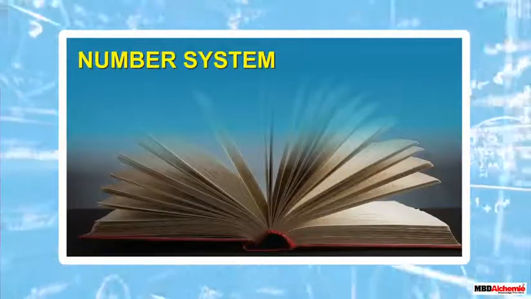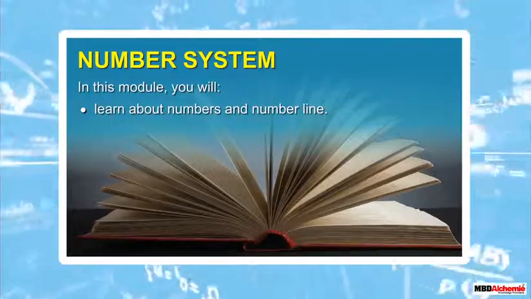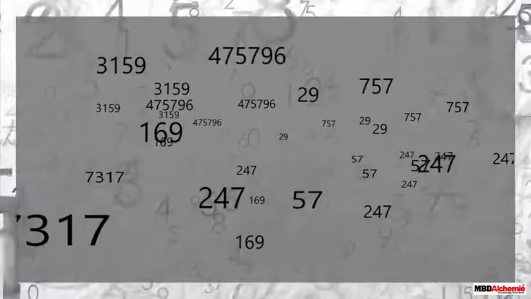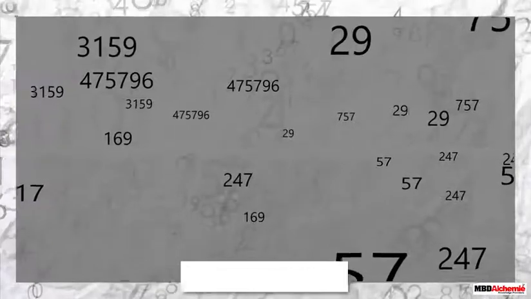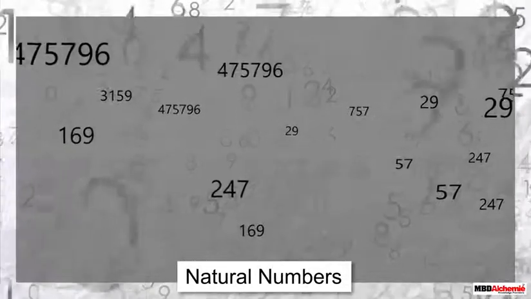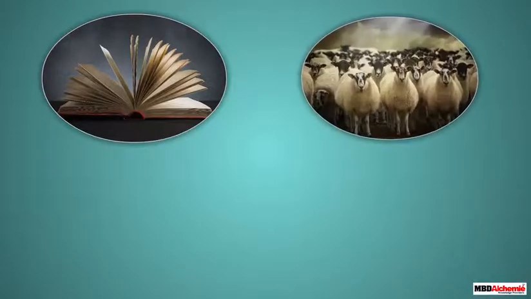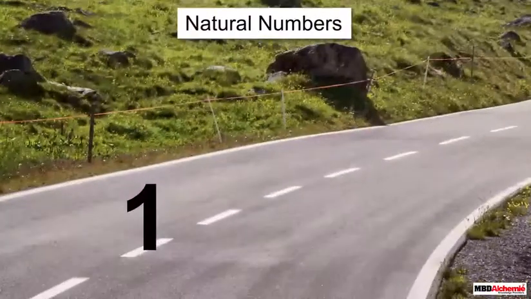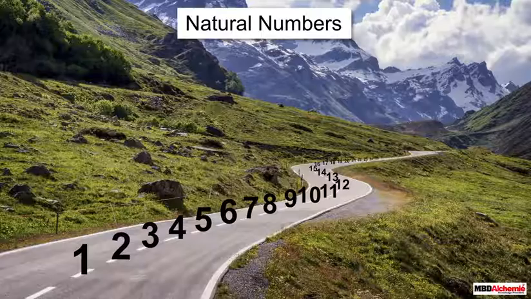Number system. In this module, you will learn about numbers and number line. We have been using numbers for counting objects for hundreds of years. These counting numbers are called natural numbers. They refer to objects such as pages in a book, sheep, people, or coconuts. The natural number starts with 1, and there is no limit to the largest natural number.